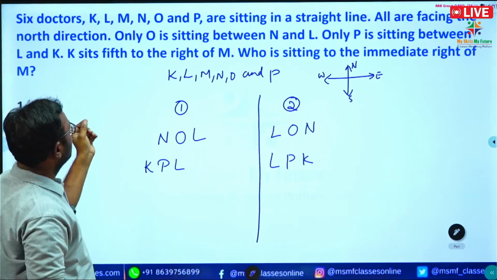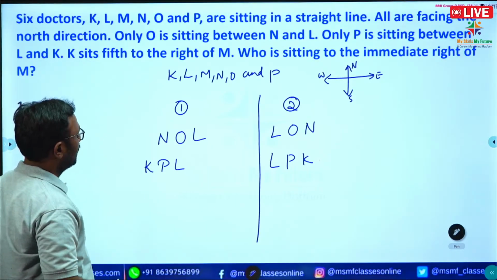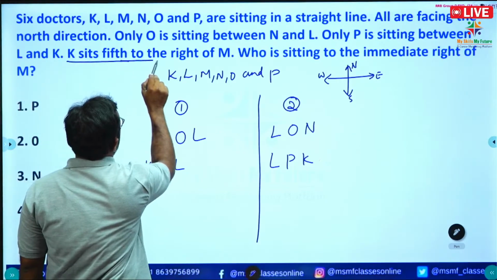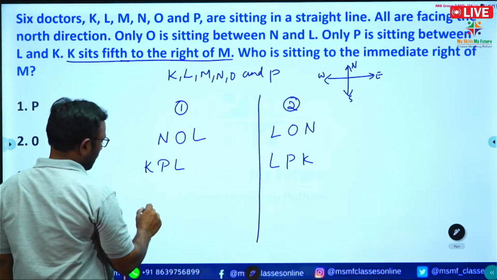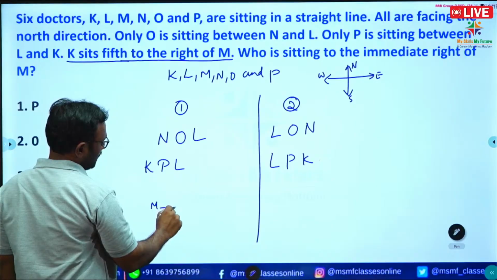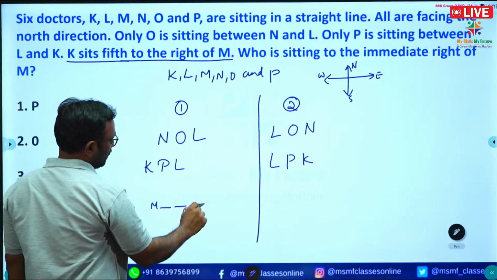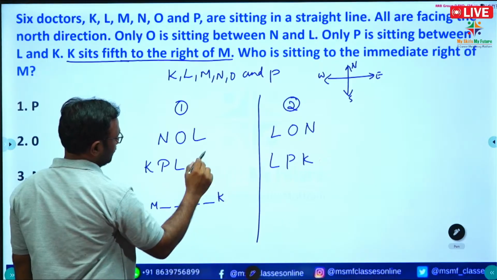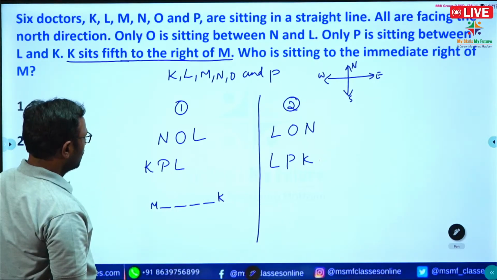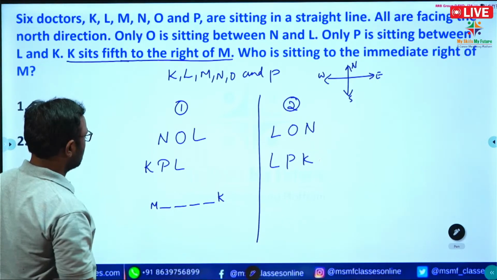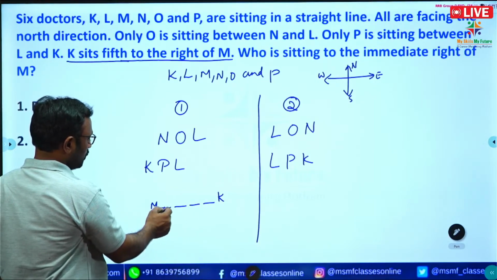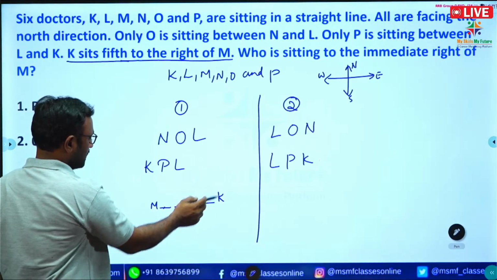K sits fifth to the right of M. See here, M is here, first right, second right, third right, fourth right. Here, what is the number? That is alphabet K. So total here six doctors: 1, 2, 3, 4, 5, 6.